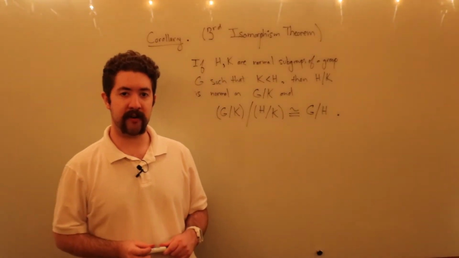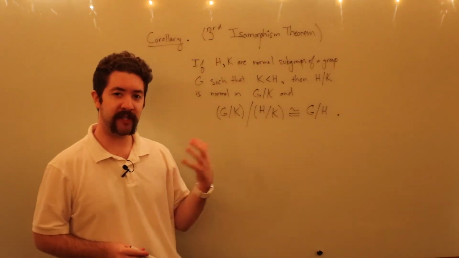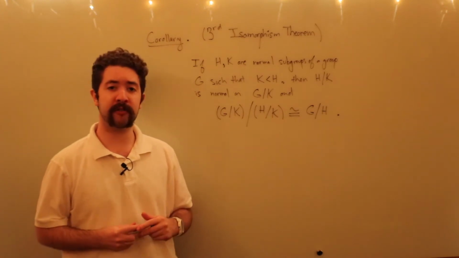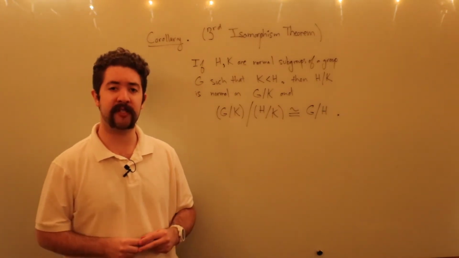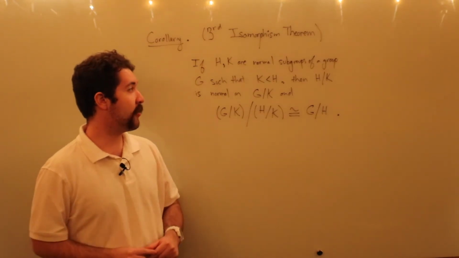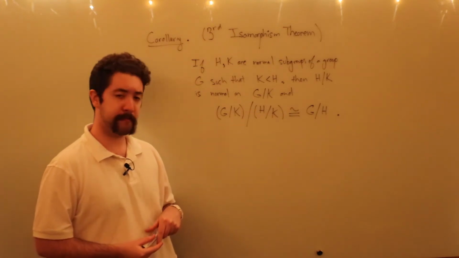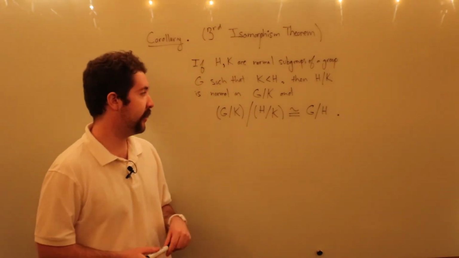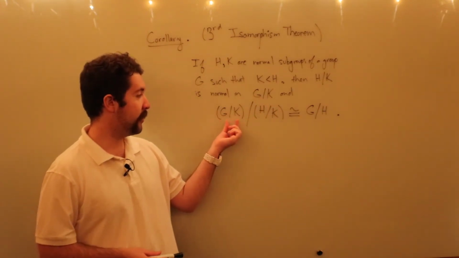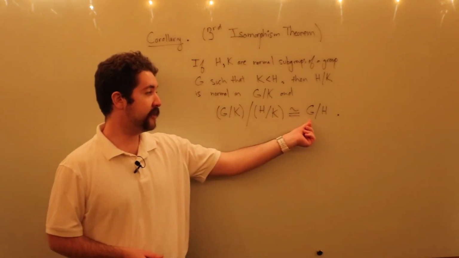Our next corollary is going to be what's called the third isomorphism theorem. I'm doing the third before the second because it's a little bit simpler, I think, a little bit more intuitive, and there's no logical dependence between the second and third. They're just independent theorems. So, it says that if H and K are normal subgroups of group G, such that K is a subgroup of H, then H quotient K is normal in G quotient K, and G quotient K quotient H quotient K is isomorphic to G quotient H.